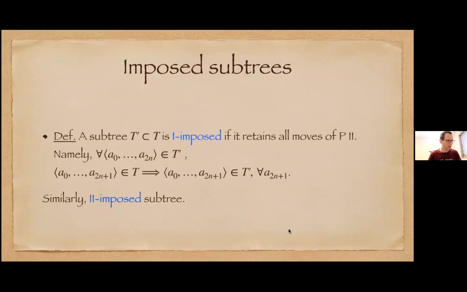Okay, now we're going to try to approach the first element of the skeleton of the proof. To this end, I need a further definition, the definition of imposed subtrees. So what is an imposed subtree? It is a subtree. There will be two kinds of imposed subtrees: one imposed subtree or two imposed subtree. A one imposed subtree is a subtree that retains all the moves of player 2.